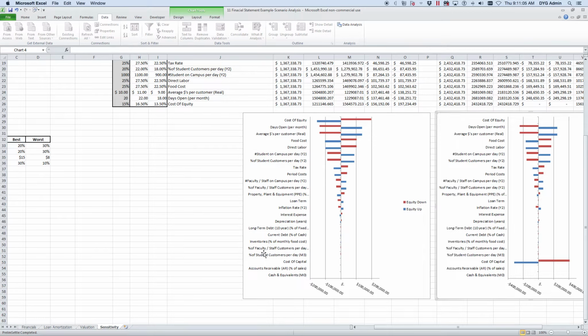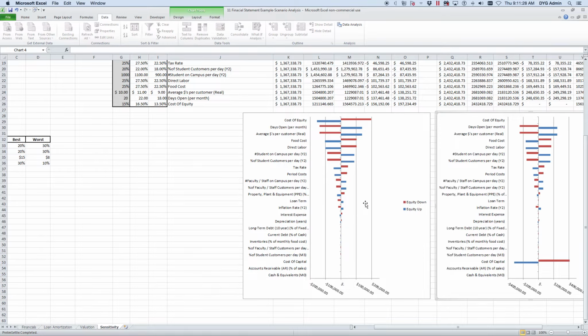Inventories doesn't matter at all. I can't imagine that the 2 weeks were off by much. Percent of faculty, staff, customers per day, I think that's the M3 one. Just doesn't matter. Student customers per day at the beginning doesn't really have that big of an impact. We have no accounts receivable, and our cash equivalents, they're cash. They don't really affect these valuations.